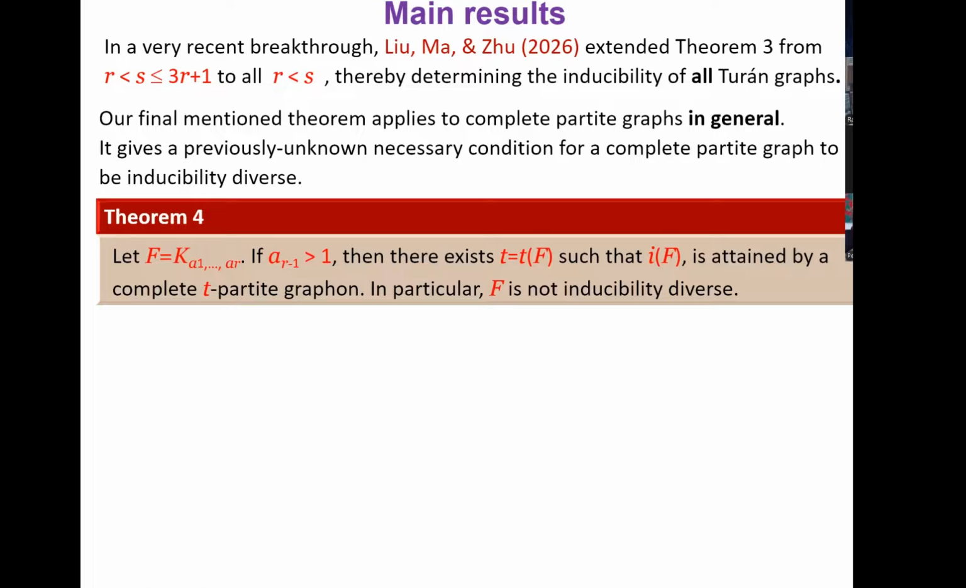Okay, we are not saying what this T will be, and we are not saying what the part sizes will be, but there will be some T. In particular, this means that it doesn't really help me to not allow K_{T+1}. So this means that after T steps, we already get the right answer. So such F are not inducibility-diverse. If there is at most one singleton part, then already the true answer would be a complete T-partite graphon.